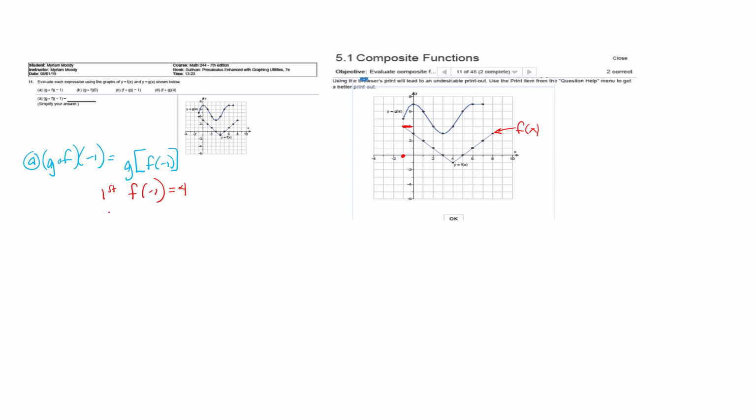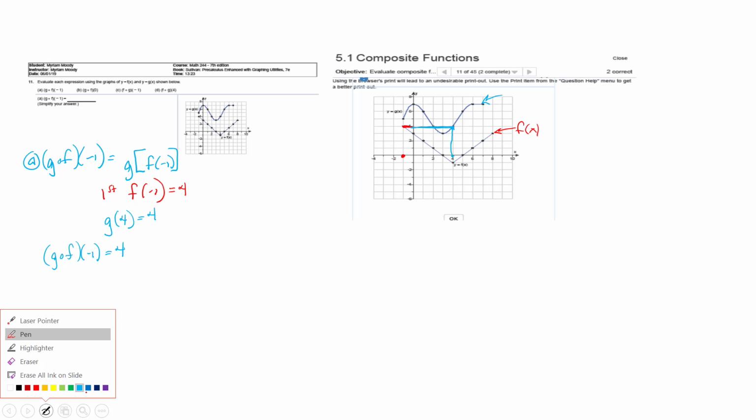And then I'm going to find g of 4. So g function is this one. The x is 4, and I go up to the G. When I go up to the G, I notice that Y value is 4, which means G composite F of -1 is equal to 4 in this case. Okay with that? Let's try another one.